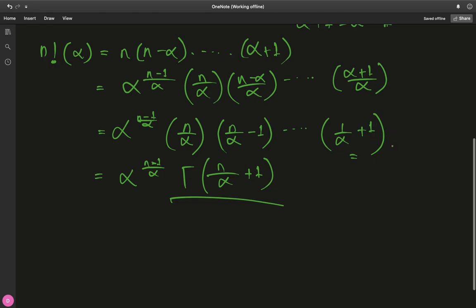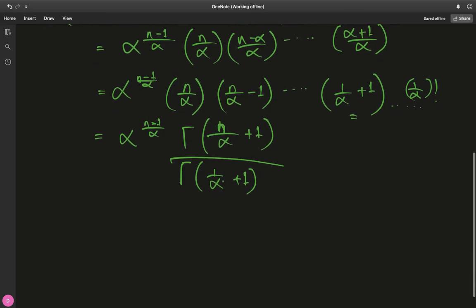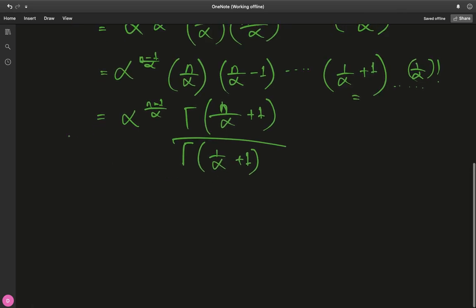So we don't want the terms after this 1 over alpha plus 1, because the gamma in itself doesn't know when to stop. So we need to divide by those excess terms that are there after 1 over alpha plus 1. So we need to divide by 1 over alpha factorial, because 1 over alpha factorial is basically what's after this 1 over alpha plus 1. But 1 over alpha factorial is gamma of 1 over alpha plus 1, just this factorial term plus 1. And there we have this general representation of multiple factorial of alpha jumps.